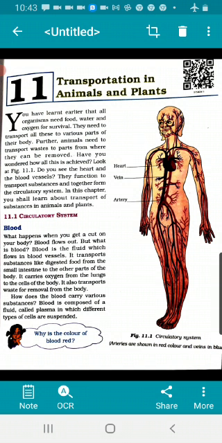Now, the third one is platelets. These are cell fragments that help in the clotting of the blood. They release various substances to stop bleeding at the site of the wound. So, we have three different types of cells in the blood. They are red blood cells, white blood cells, and platelets.